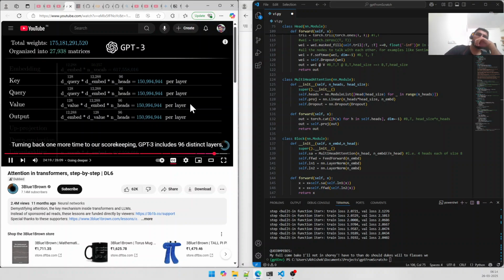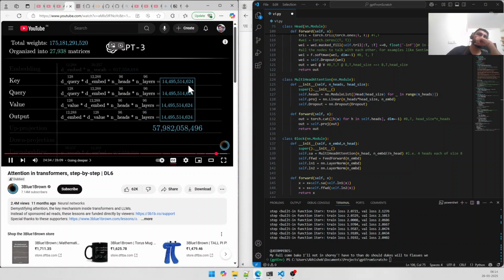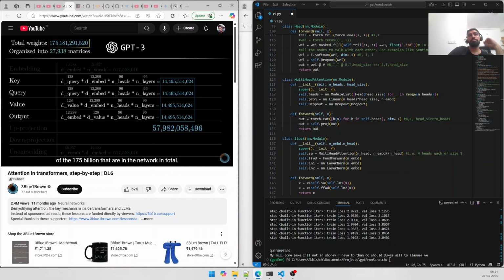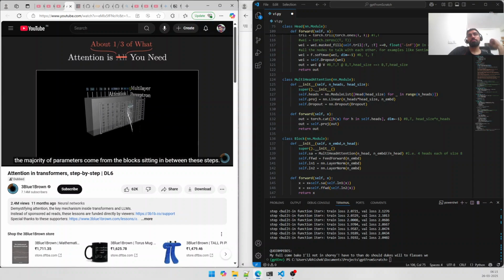GPT-3 includes 96 distinct layers, so the total number of key, query, and value parameters is multiplied by another 96, which brings the total sum to just under 58 billion distinct parameters devoted to all of the attention heads. That is a lot, to be sure, but it's only about a third of the 175 billion that are in the network in total. So even though attention gets all of the attention, the majority of parameters come from the blocks sitting in between these steps.